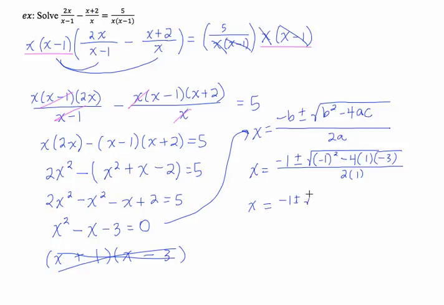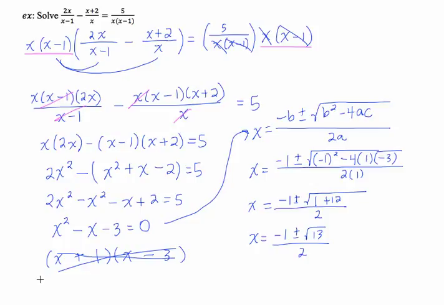So we have, under the radical, 1. This is going to become plus 12 all over 2. So we have negative 1 plus or minus the square root of 13 all over 2. Now remember, this is a rational equation. Because we multiplied both sides by a variable, we do have to check both answers because we might have introduced extraneous answers along the way.